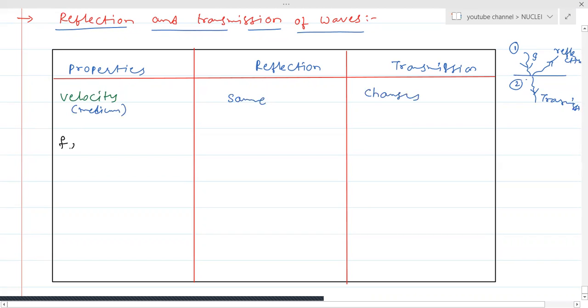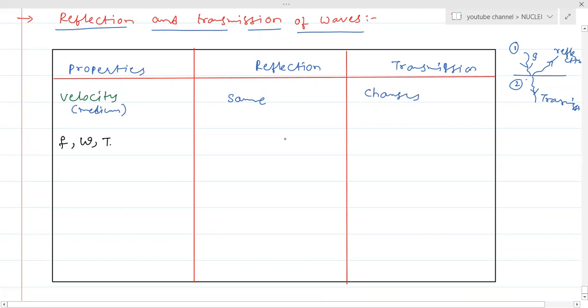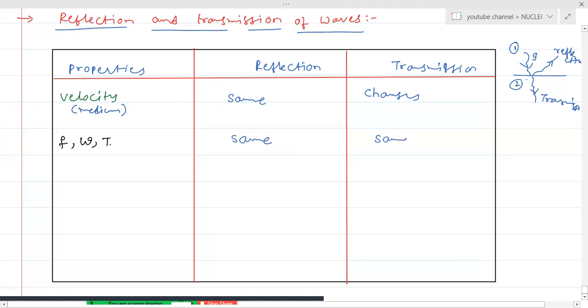Next, we think of frequency, angular frequency, and time period. This is very important. In the case of reflection or transmission, even though the wave is traveling in the same medium or the medium changes, everything remains the same. The frequency remains the same, angular frequency remains the same, and time period also remains the same.